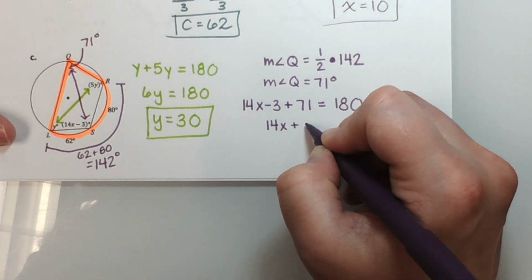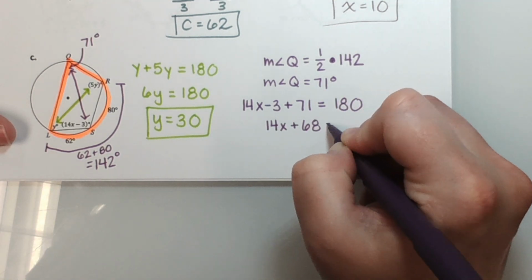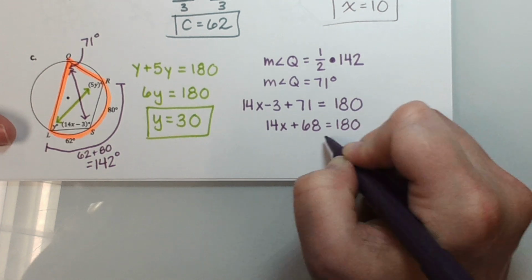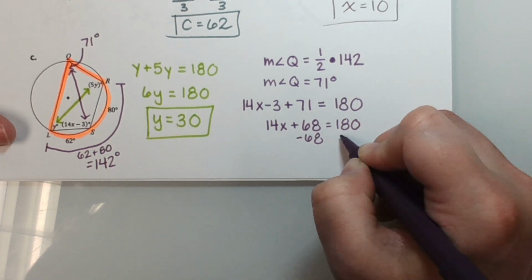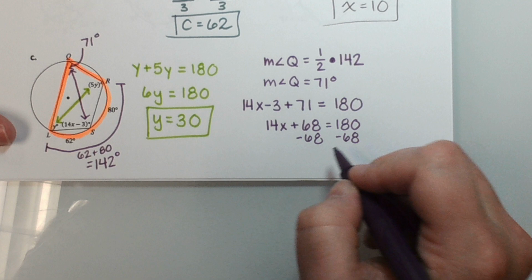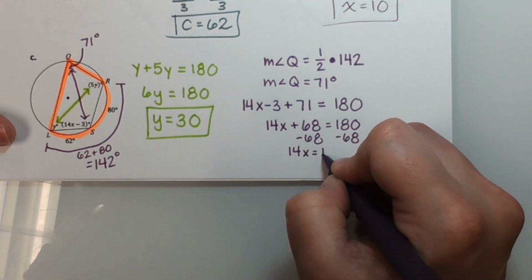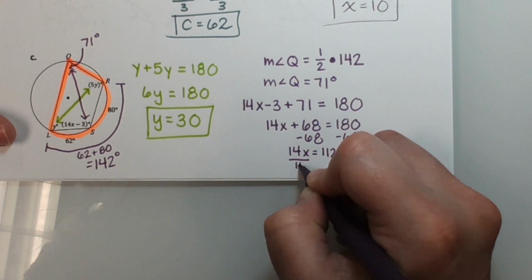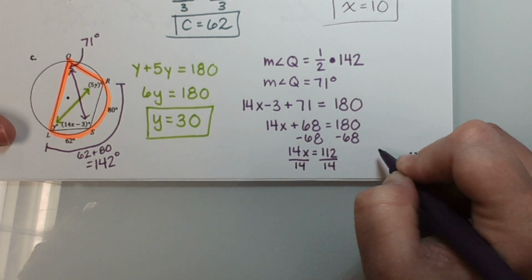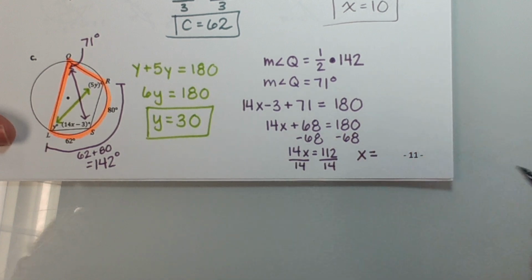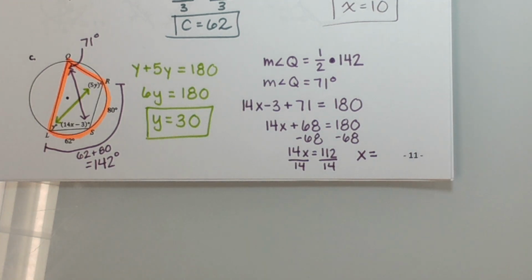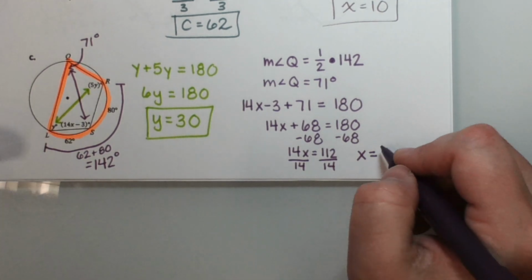I would combine like terms. Subtract, and you know how to do this part, hence the reason I'm just going through it. And divide. I think that's 8. Yeah, it is. Yes, thank you.